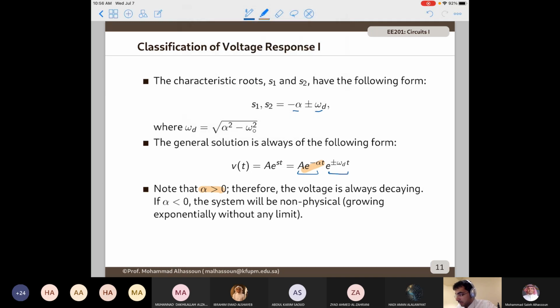What happens if alpha is less than 0? You will have an exponent with the positive power, which means that things are going to grow. This is not physical. So alpha is restricted to be greater than 0.